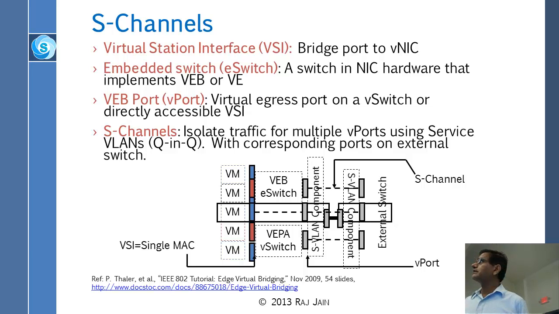Okay, so let's just remember. We know what a VSI is. VSI is this set of ports. Embedded eSwitch: an eSwitch is something in the NIC hardware that can implement VEB or VEPA. And then a V port is the VEB port, the virtual egress port. These are the egress ports of the switches, right? Egress ports on a switch are ports on the vSwitch, or if they are directly connected, then there is also a V port. And the S channels are these logical things which have been set up.